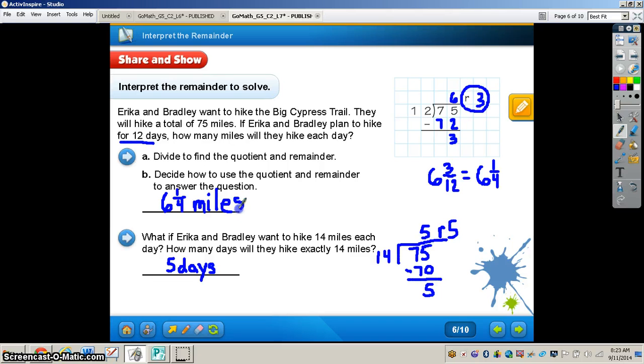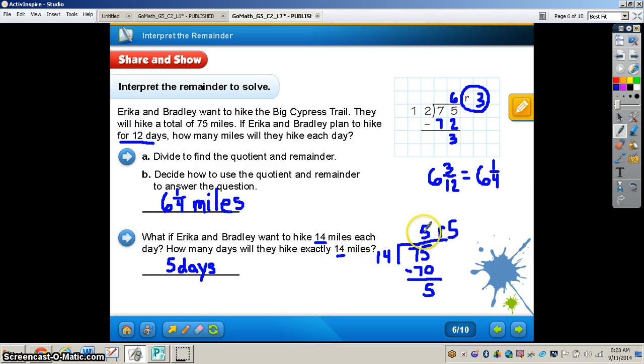Now the next question, what if Erica and Bradley want to hike 14 miles each day? So what you had to do, take that dividend of 75 divided by 14. Why 14 and not 12? Because 14 is the amount of miles they're hiking each day. For this problem, 12 was up here. Now then they're asking how many days will they hike exactly 14 miles.